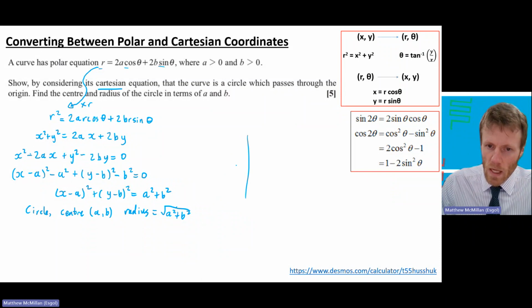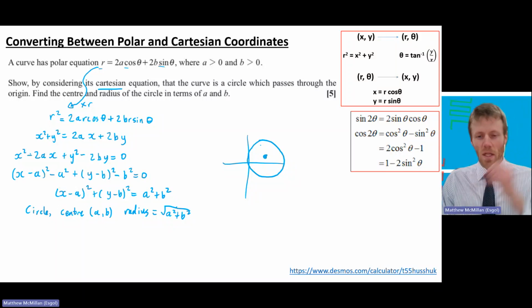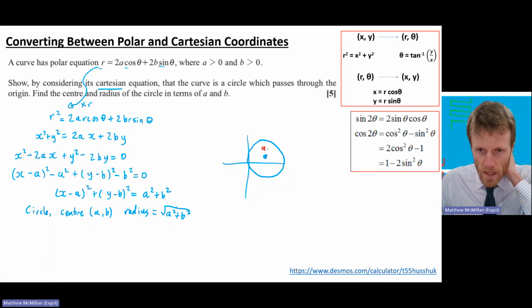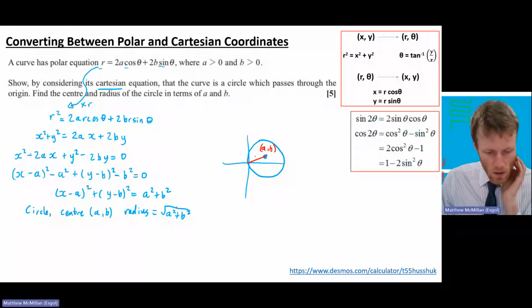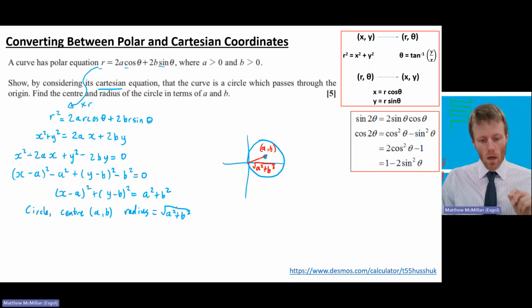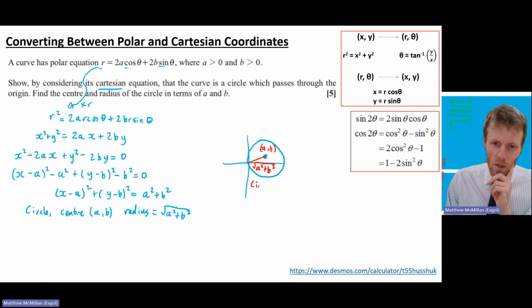Now, if we draw a little sketch of this circle, not the best sketch ever. There we go, that's the centre. We're saying that our centre is at a, b, and we're saying that the radius of our circle is the square root of a squared plus b squared. So our circle must pass through the origin. Circle passes through origin.